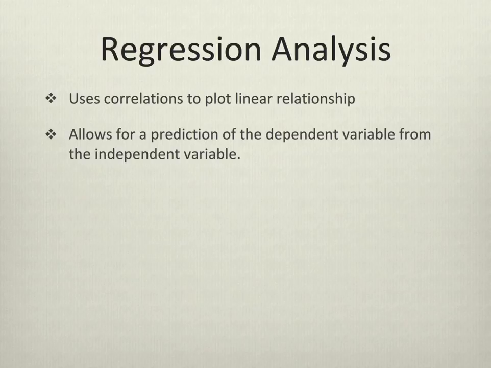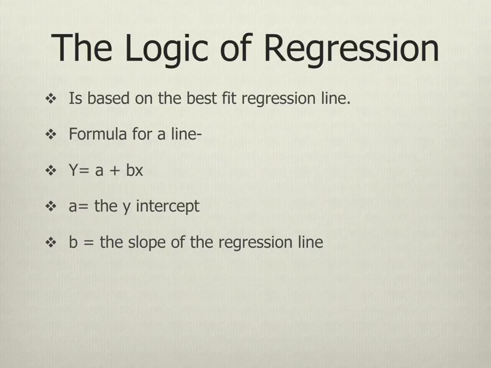Regression analysis uses correlations to plot linear relationships. It allows for a prediction of the dependent variable from the independent variable. The logic of regression is based on the best fit regression line. It's based on that old formula for a line that you might remember from geometry, y equals mx plus b, but in statistics we rewrite it as y equals a plus bx. A is the y-intercept, or the point at which the line crosses the y-axis, and b is the slope of the line.